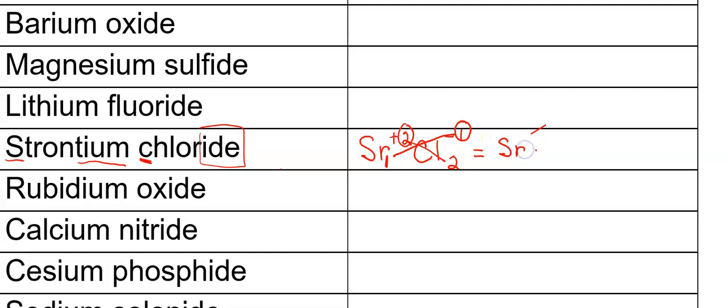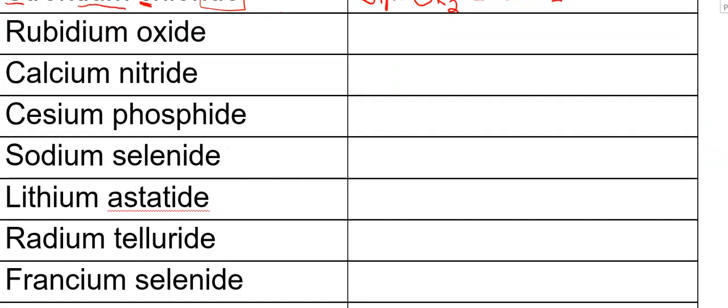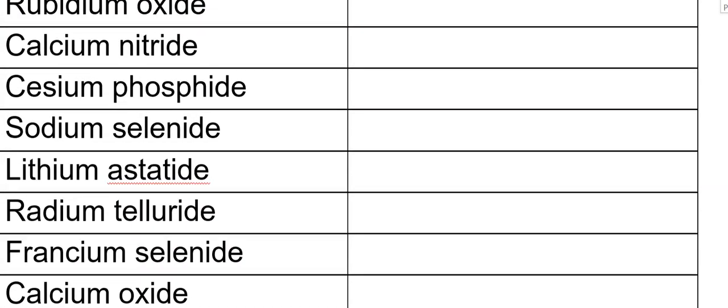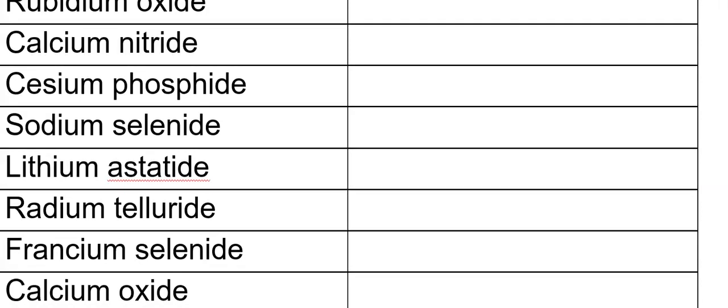We'll rewrite that, SrCl2. Again, we don't need to reiterate the 1 next to Sr, and the Cl2 means we have 2 chlorine atoms. I'll do one more. Let's go down further to sodium selenide. So sodium's written its entire name. It's capitalized, lowercase the second name, and drop the ending.